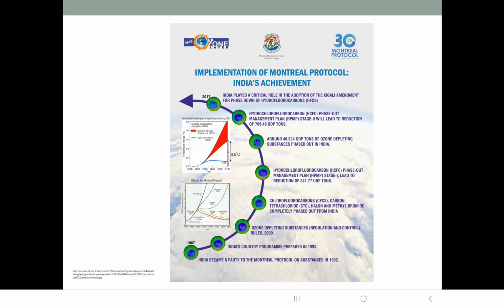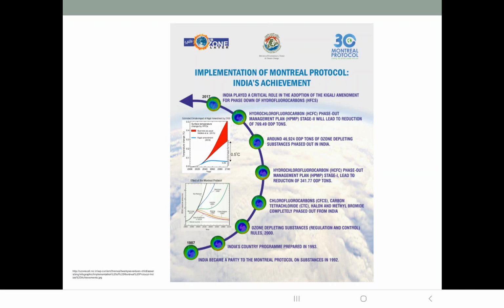Then India laid down the Ozone Depleting Substances Regulation and Control Rules in the year 2000. It targeted the chlorofluorocarbons, carbon tetrachloride, halon, and methyl bromide. They were subsequently completely phased out from India. Then further, it tried to phase out HCFCs, hydrochlorofluorocarbons. Again, these are considered less potent in terms of ozone depletion when compared to chlorofluorocarbons. But still India has phased out the HCFCs.